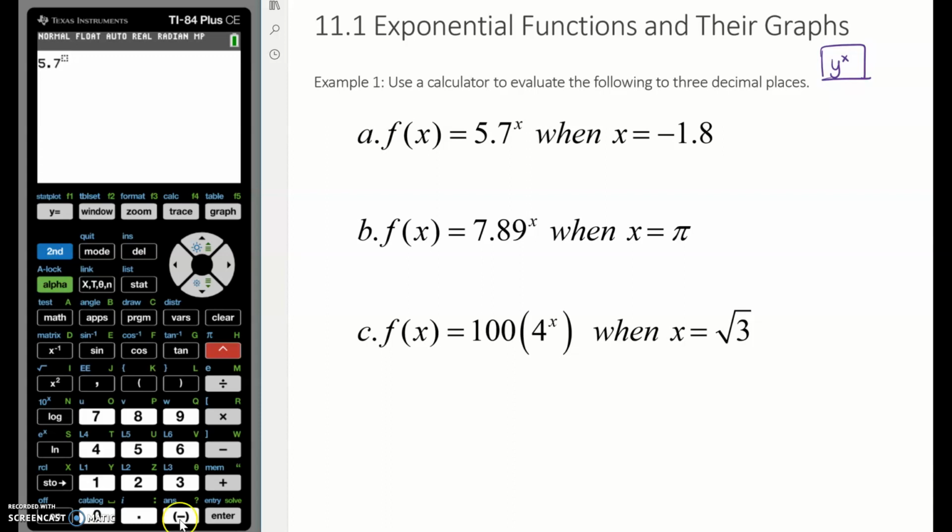So 5.7 raised to the negative 1.8. Try that in your calculator. You should get 0.044. Round it to 3 decimal places.